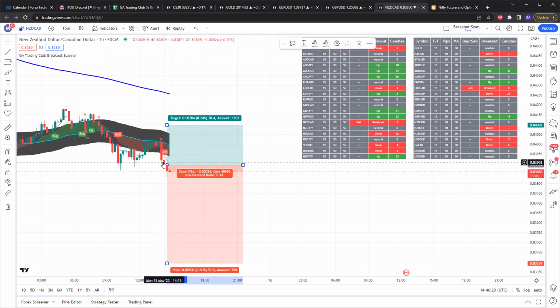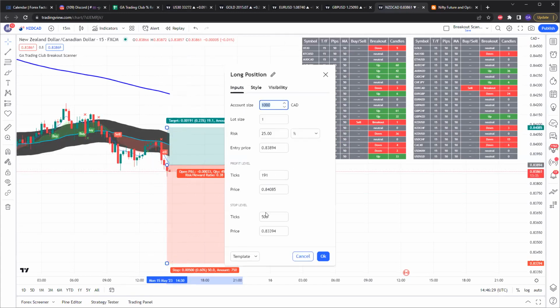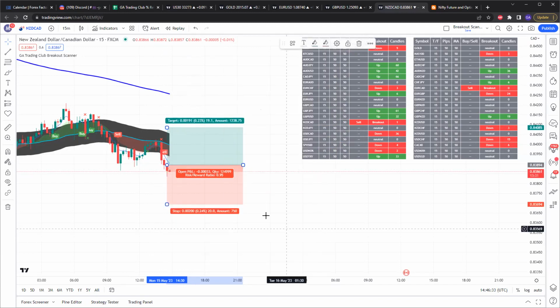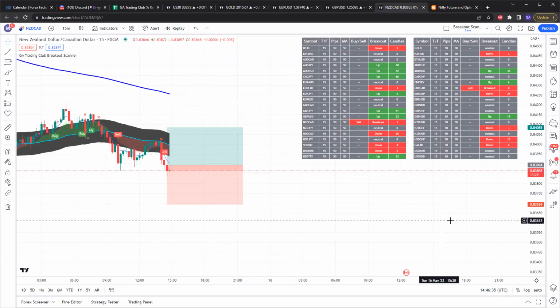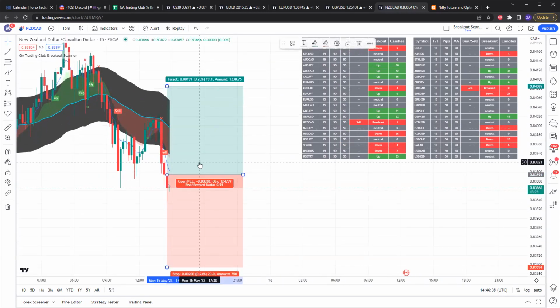So if it broke out to the downside, do your stop loss above the other side of where it could have broken out. You go here, and then this zone was ideally about 200 pips. So you do 200 pips TP, 200 pips stop loss, and you're in the trade. This trade would have been a no drawdown trade.